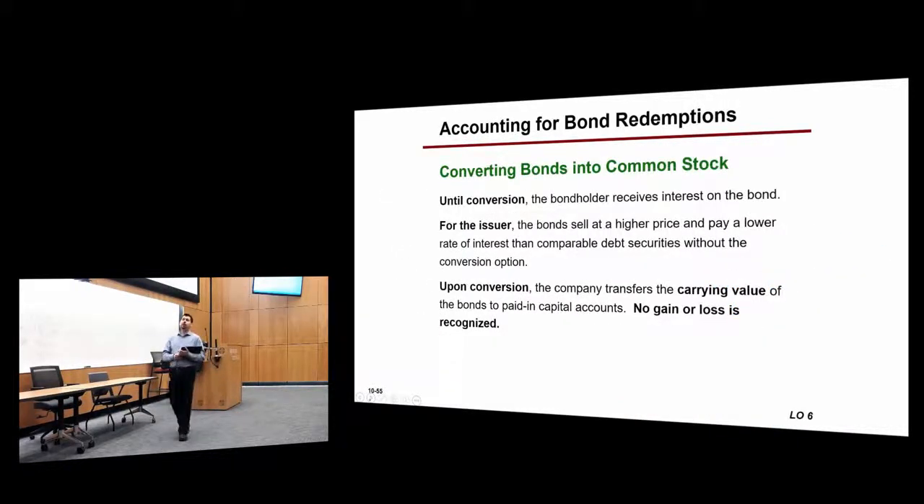When bond owners decide to take advantage of converting bonds to stocks, the company will have to make a journal entry. You have to understand, there will be no gain or loss. The company will not record gain or loss. The company will keep paying interest until those bonds are converted to stocks, and will stop paying interest when it is converted.